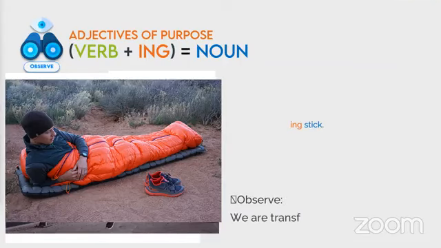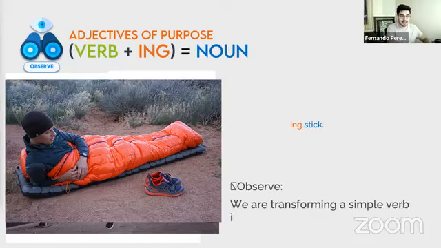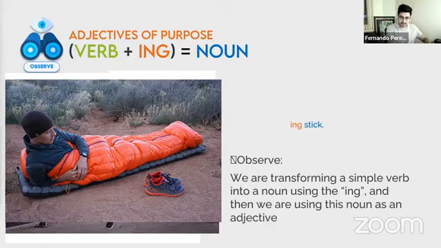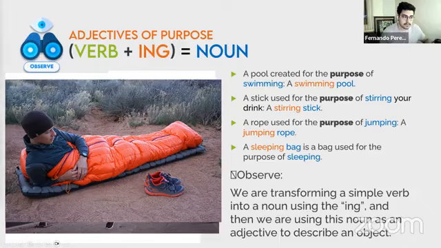We are transforming a verb, a simple verb, into a noun using the ing. And then we are using this noun as an adjective to describe an object. Take a note on these words.